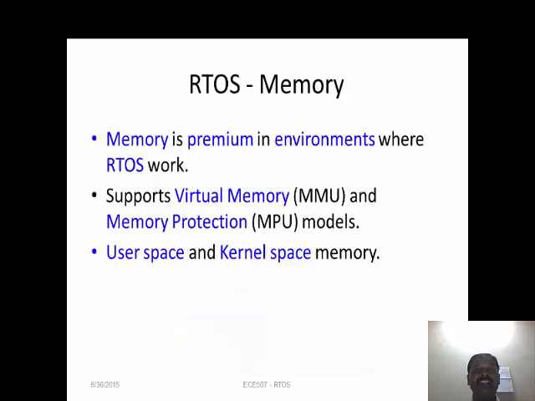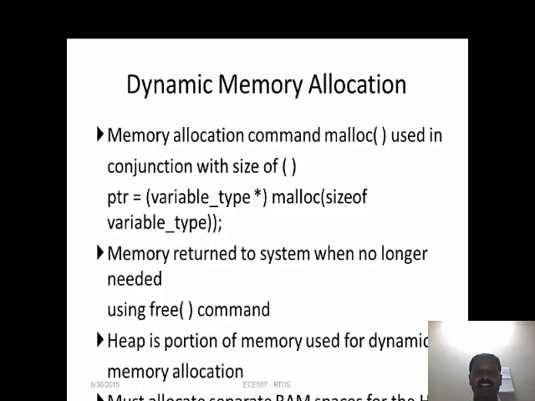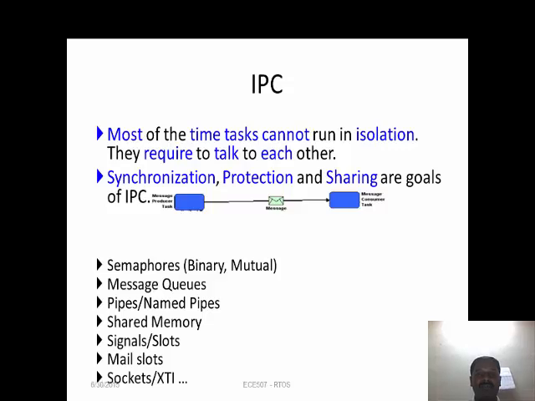Memory is taken care of by the memory management unit, also the memory protection unit. Of course, there are two memory levels. One is the user space, one is the kernel space executing. Okay. There is of course the virtual space concept, which we will see in the next possible classes. And the RTOS kernel is basically executed by the timer. Timer is the software entity that has the total control, because this is the one which produces the clock pulses and instructs the RTOS that this task has to execute at this period of time. Watchdog timers and programmable timers also lend support over here.